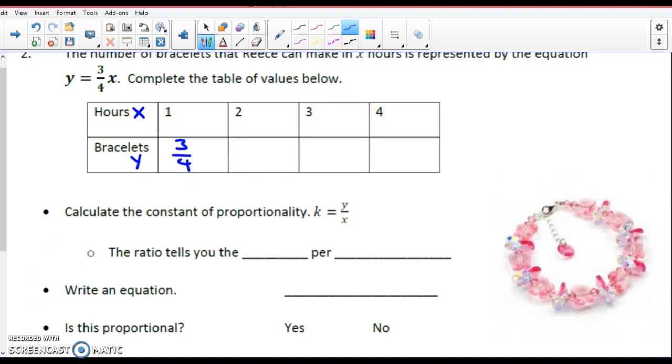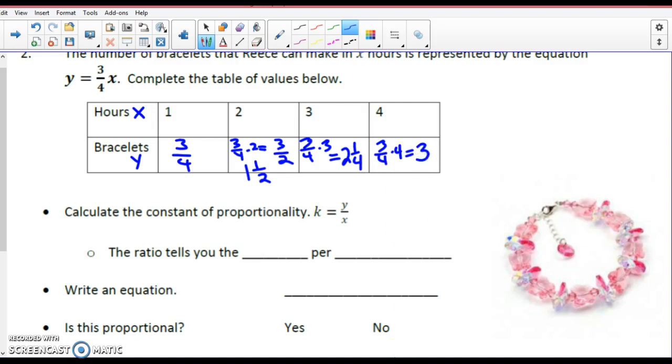If I work for 2 hours, it'll be 3/4 times 2, which is what? 3/2, or 1.5. If I work for 3 hours, 3/4 times 3 is 9/4, 2 and 1/4. And if I work for 4 hours, 3/4 times 4 gives me 3.